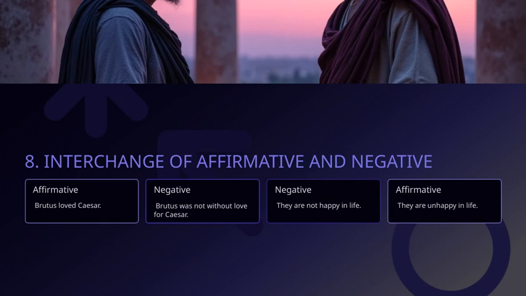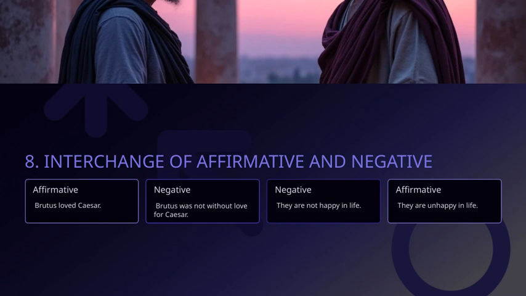Similarly, if I say, "They are unhappy in life," that's an affirmative statement describing their state. To express this negatively, I might say, "They are not happy in life." Notice how the negative form directly counters the positive, giving us a clear contrast. These shifts between affirmative and negative are important because they allow us to express nuances of meaning.